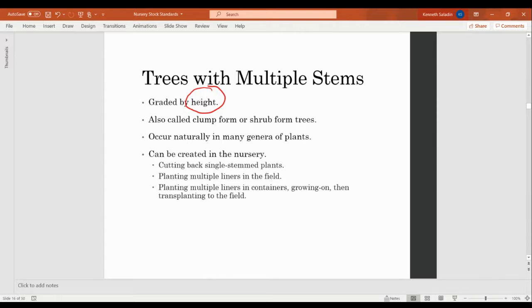Okay, there are many different genera of plants that naturally produce trees that grow with this kind of habit, but we can create these trees in the nursery. So we could take a tree, theoretically, that would normally grow with a single stem. The tree that comes to mind, one tree that I saw on a walk this morning, was Bradford pear, or another way to say that would be ornamental pear.